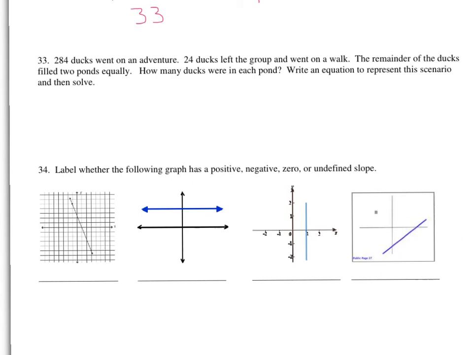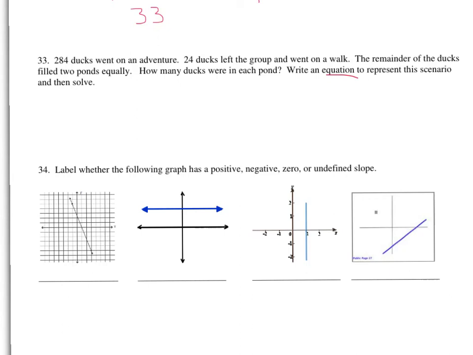they want us to write an equation, so we are going to have an equal sign. So whenever we see the word equation, we're looking for an equal sign. So we have 284 ducks went on an adventure, so that's all of the ducks. It says 24 ducks left the group and went on a walk. The remainder of the ducks filled 2 ponds equally. Okay.